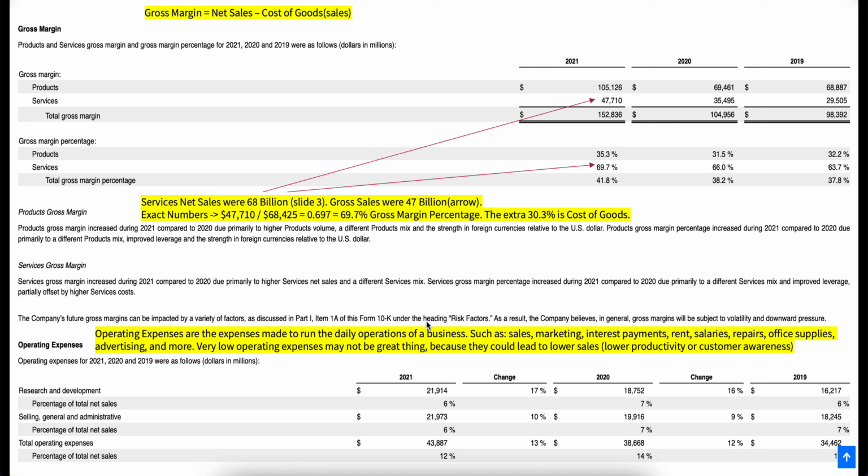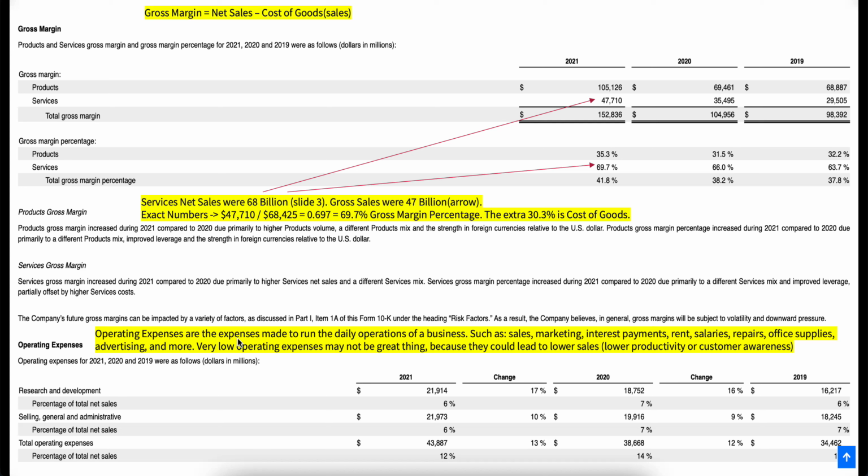Okay, so the next section here is the operating expenses. So what are these? Operating expenses are typically denoted as the expenses that are made in order to run the daily operations of a business. Basically, what are the daily costs that we need to run our business? This is a lot of things. This could be sales, like marketing, as you see here. I'm having some examples: interest payments, rent, salaries, repairs, office supplies, advertising, all the things that we need in order to run the daily operations of a business.